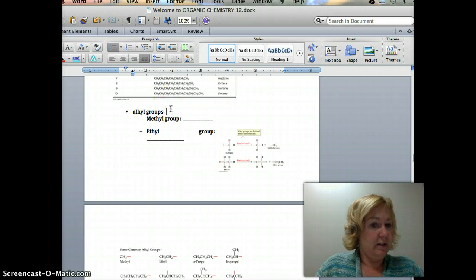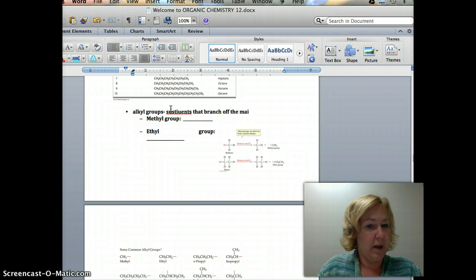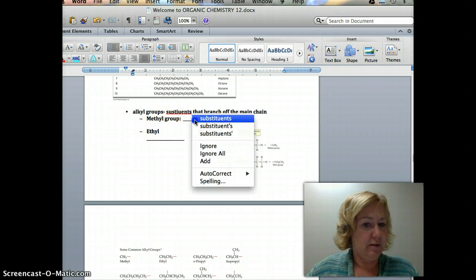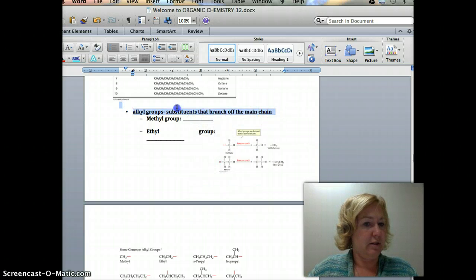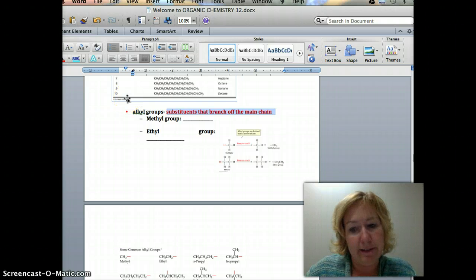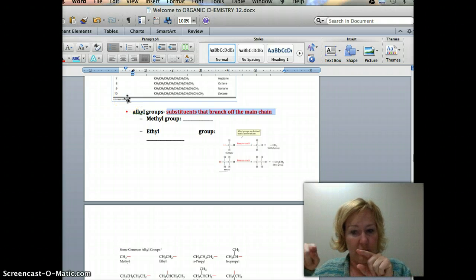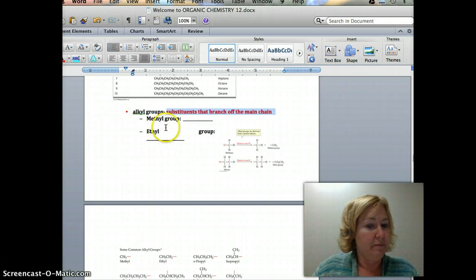Alkyl groups. These are substituents that branch off the main chain. Substituents. Let's spell that correctly. Substituents that branch off the main chain. So in some cases you have to figure out what the main chain is and then what's branching off the main chain. Okay, you have methyl groups.